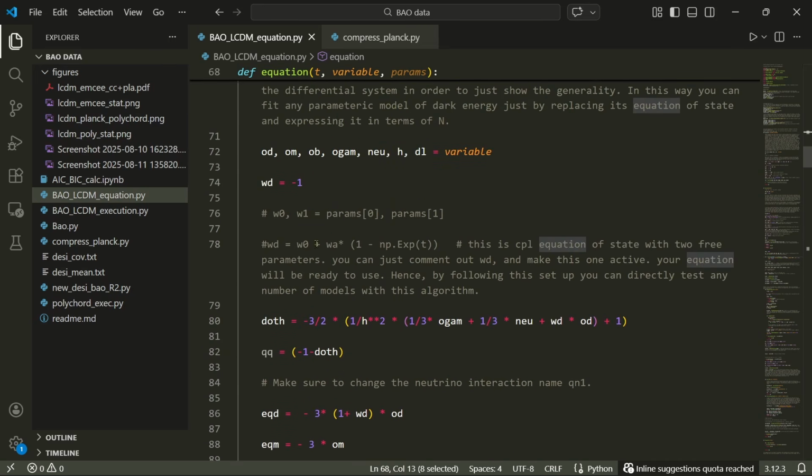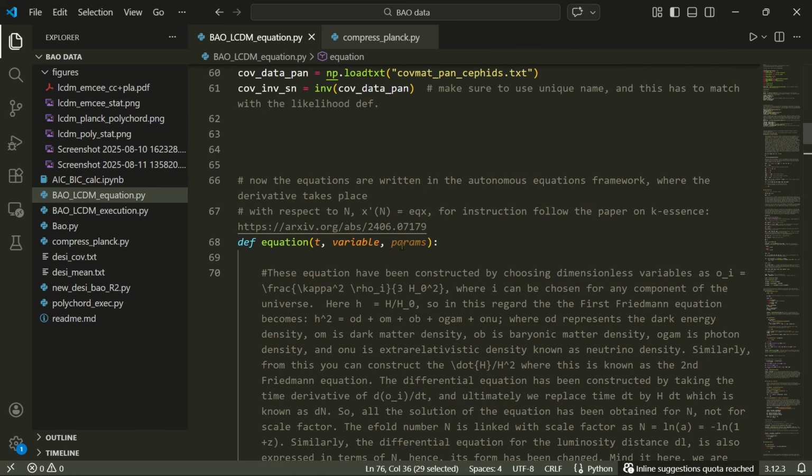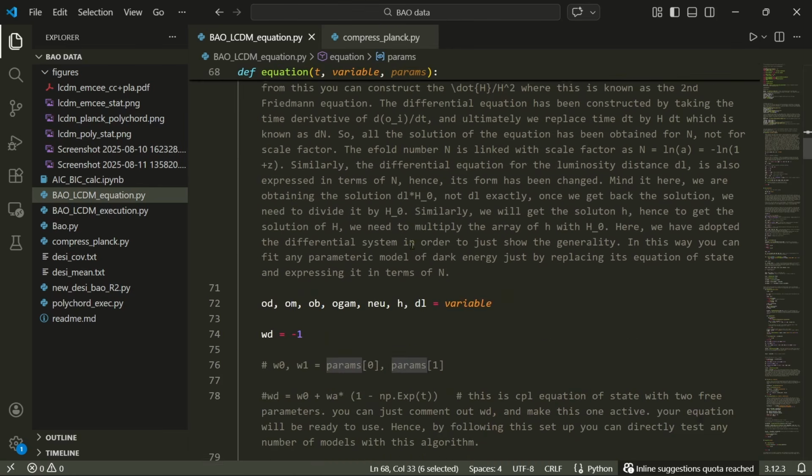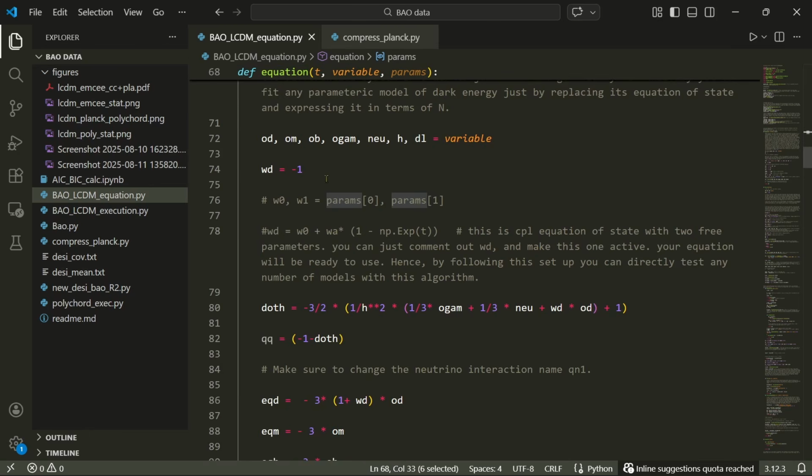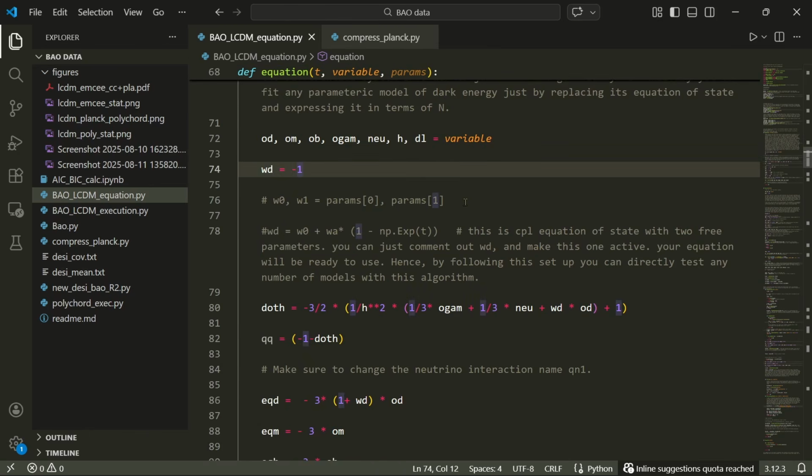But if you use the CPL model, then you will have omega 0 and omega a. These are the parameters. This is how you have to get the parameter. Understood? So that's why I have written params over here. Although for LambdaCDM there is no requirement of params, it is still there. Once you switch off this, you can switch on this. You will always have params over here. Now you see that params is an array.